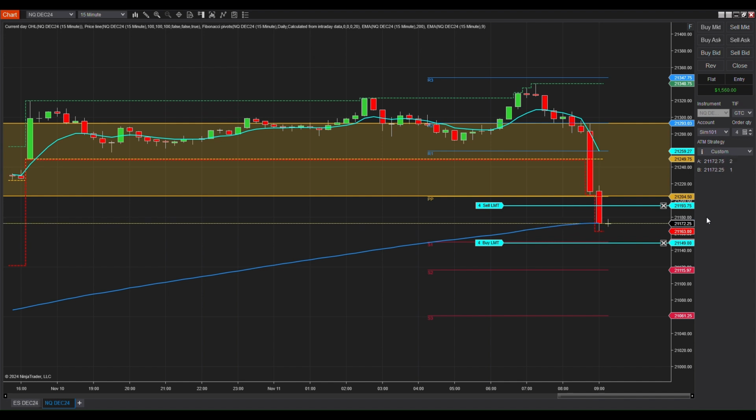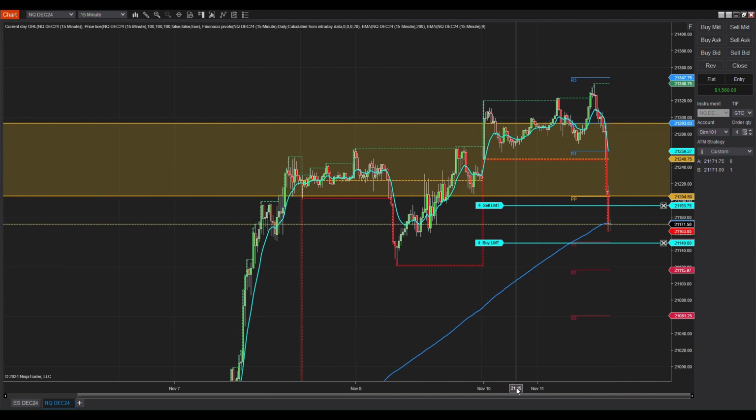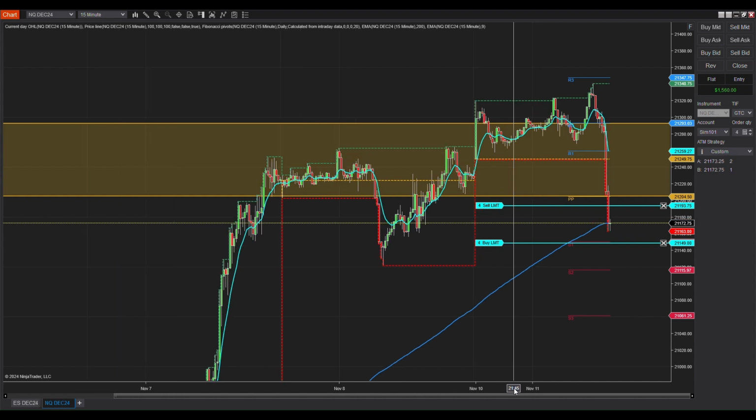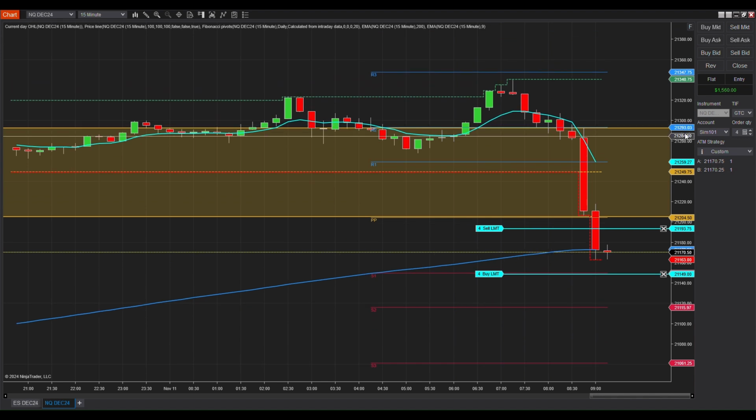Just testing this out here. You see we're at the 200. This is a good place to buy to go back into that 15-minute range. But let's just wait and see. We're at the 200 support right here. Probably go down to this important one, S2 and S3, since we've had that big move up. So we'll just wait and see.